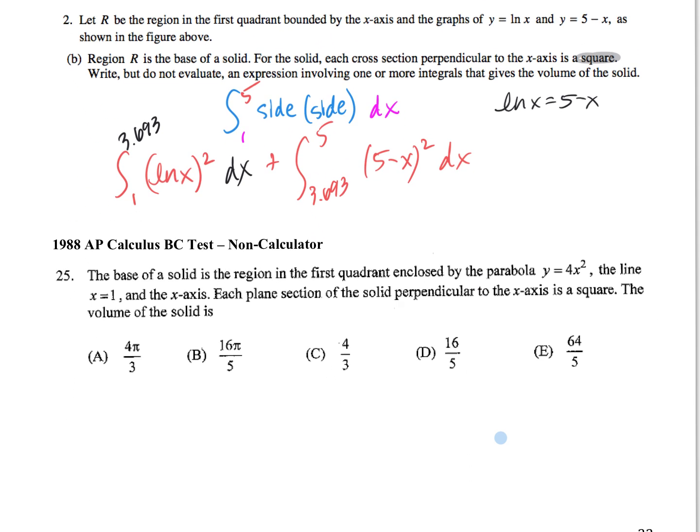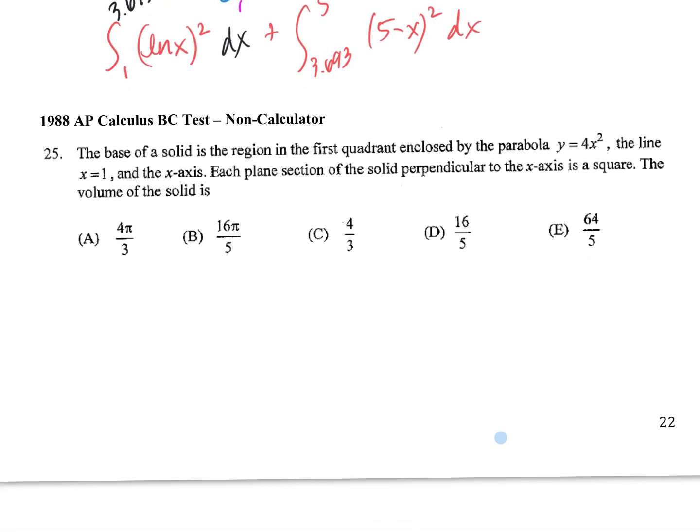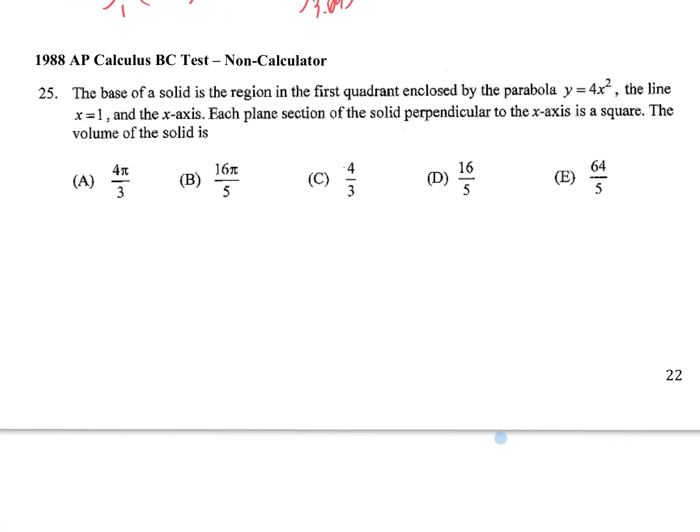Let's go back to 1988. Whew, I specifically did this because they didn't give us a calculator on this one. Base of a solid is in the region in the first quadrant, enclosed by this parabola. Do I know exactly what that looks like? No, but I know in the first quadrant, a 4x squared is going to look something like this. It does not need to be perfect at all. It's just a parabola.